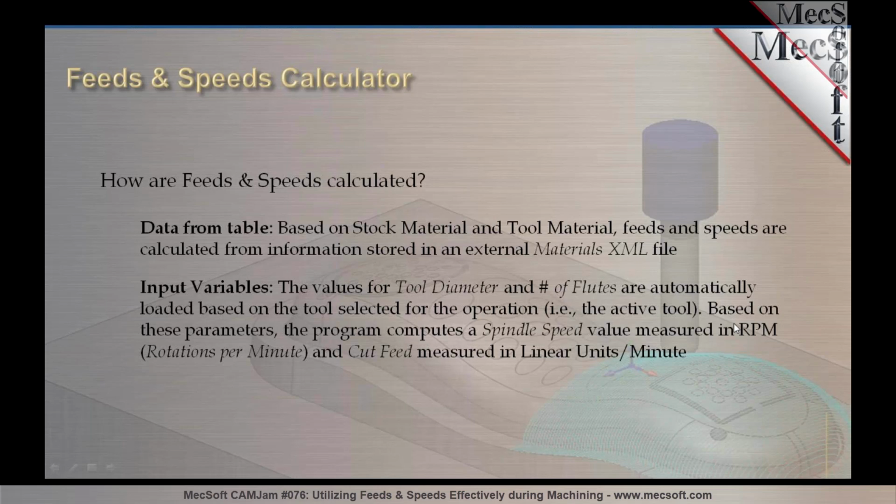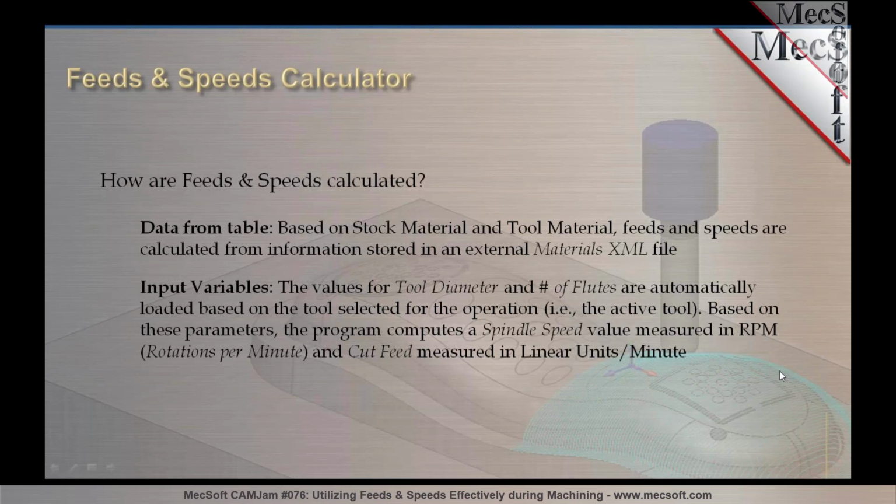The data from table essentially, based on the stock material and the tool material, is how feeds and speeds are calculated. This information is stored in an external file, and Uday will show you where the external file is stored and how you can add your own materials to the tool. But this first piece of information to calculate feeds and speeds comes from this external file. The second set of parameters are the input variables in terms of the tool diameter and the number of flutes. Uday walked through this as well when we were first talking about defining and creating your own tool library, and he'll cover that in a little more detail.